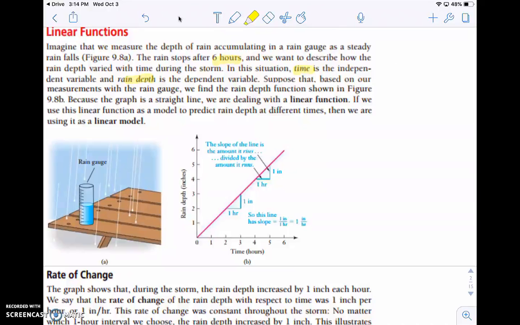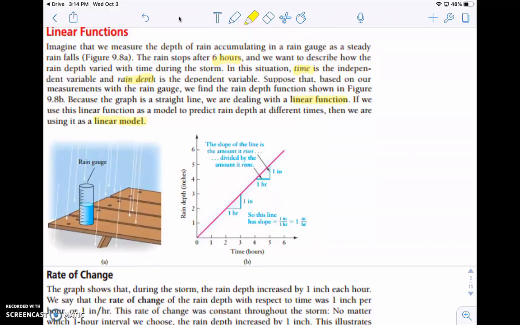Then, suppose based on our measurements with the rain gauge, we find the rain depth function shown in this figure 9b. So we've got our lovely picture of the rain, and then here is what it looks like graphically. Because the graph, when we took points of this measurement, is a straight line, it is a linear function. And if we use this linear function as a model to predict rain depths at different times, then we are using it as a linear model.